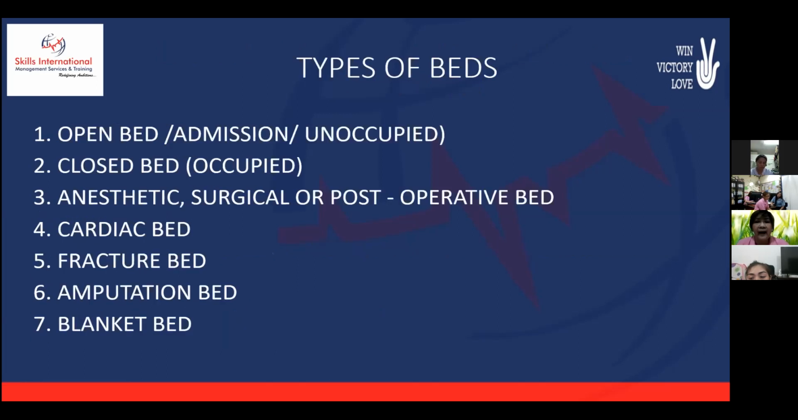Now, we have different types of bed, and we have seven. Number 1, we have the open bed. We call it admission bed or unoccupied bed. We will discuss each one of them in a slide later on. Number 2 is the closed bed or occupied bed. Number 3 is the anesthetic, surgical, or post-operative bed, then cardiac bed, fractured bed, amputation bed, and blanket bed.